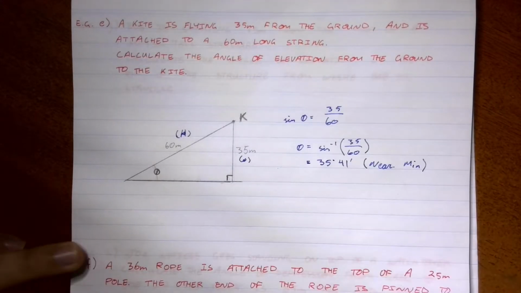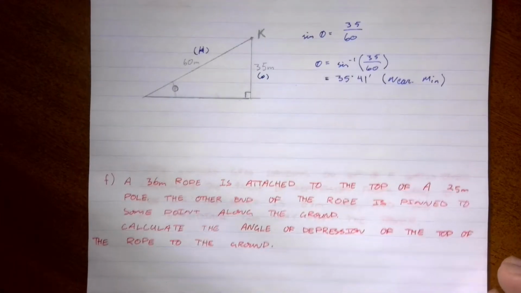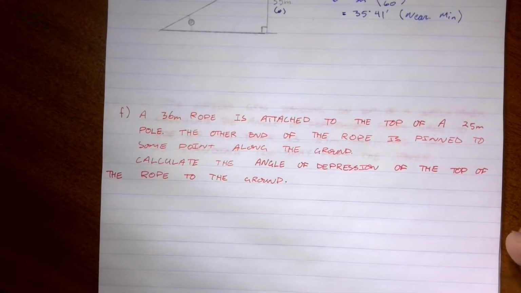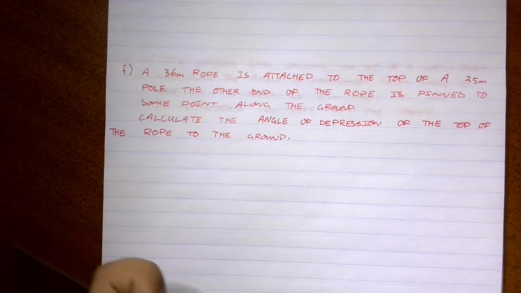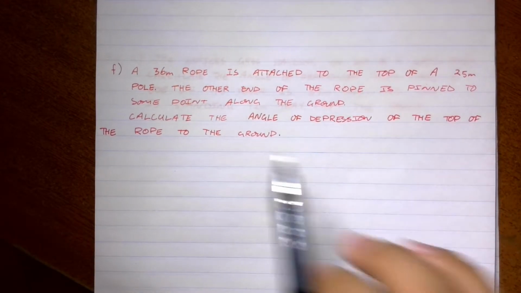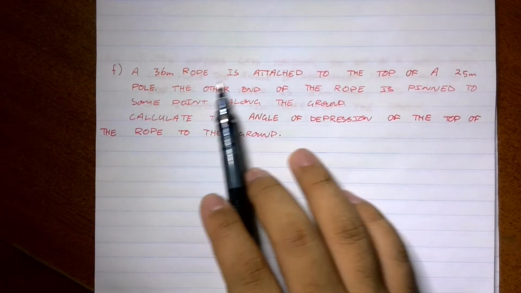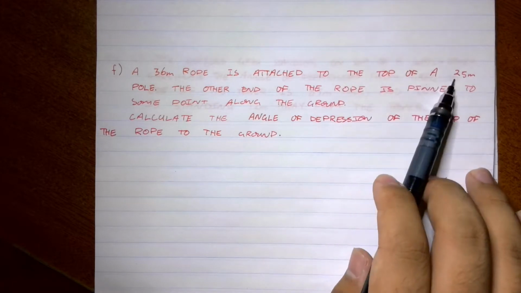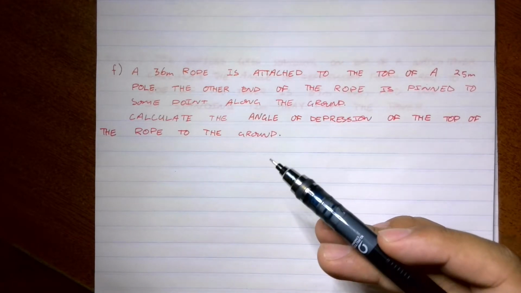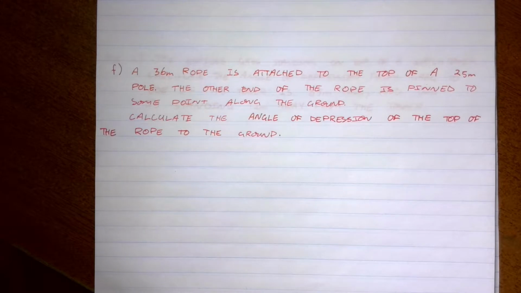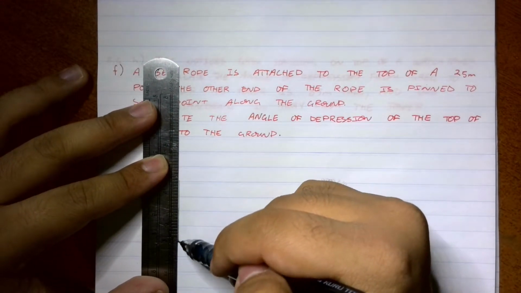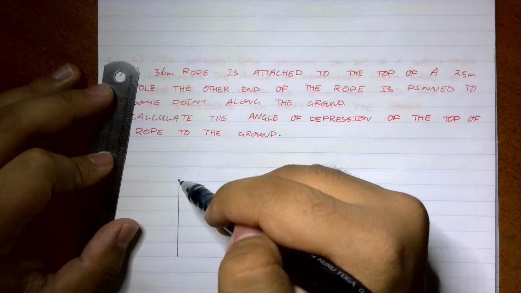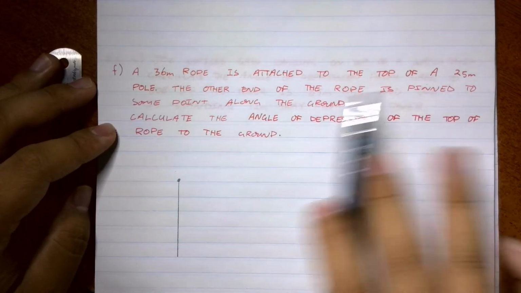Okay, I invite you now to give the next one a go yourself. This one is a rather difficult one, and it's very wordy. Okay, so here we go. A 36-meter rope is attached to the top of a 25-meter pole. Okay, so let's draw a pole. Here we are. So the top of a pole, which is a 25-meter pole.